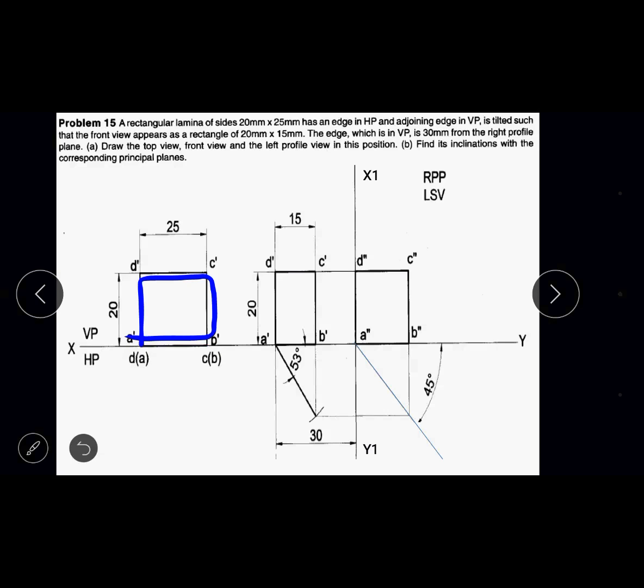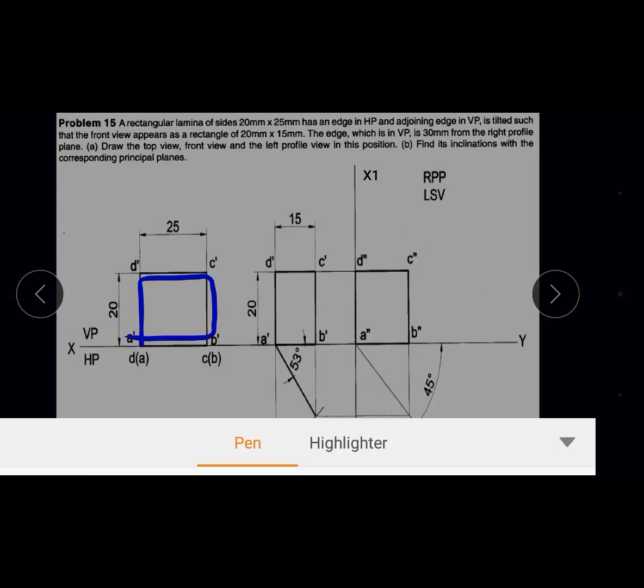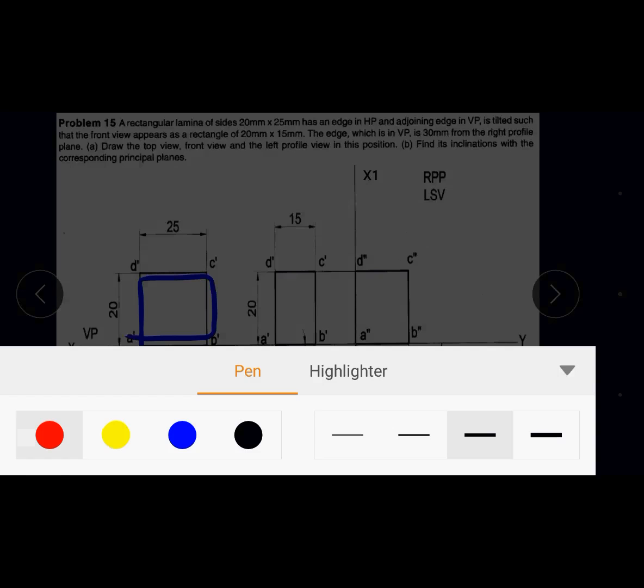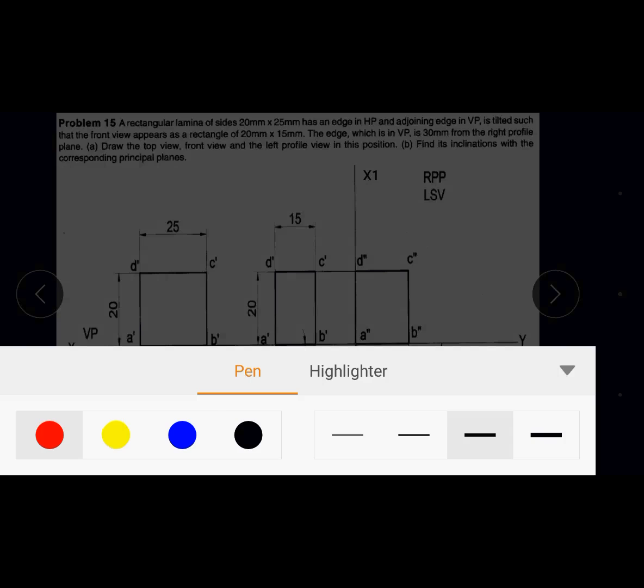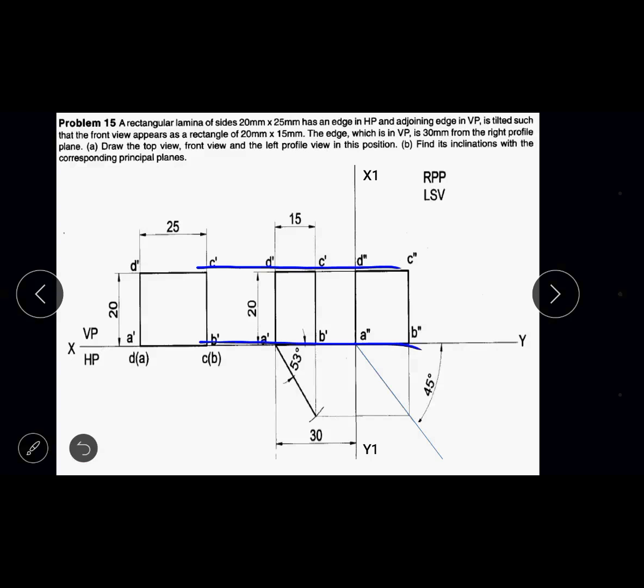This is your top view, and I'll show you in red color. The top view is shown in red color and the front view is shown in blue color. The front view is a rectangle of 20 into 25 and the top view will be a horizontal line. So what you have to do? Draw the projection line from the front view.